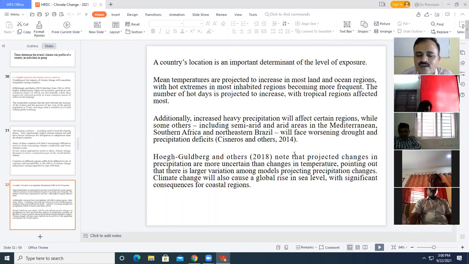Additionally, increased heavy precipitation will affect certain regions, while others, including semi-arid areas, the Mediterranean, South Africa, and northern Brazil, face worsening drought and precipitation deficit. So the level of precipitation across the world because of climate change, and even within a country across regions, as we have observed for the last several years, is unequal. That is why the location of a country is one of the major determinants of exposure, and because of that there is an unequal, disproportionate effect of climate change across countries.